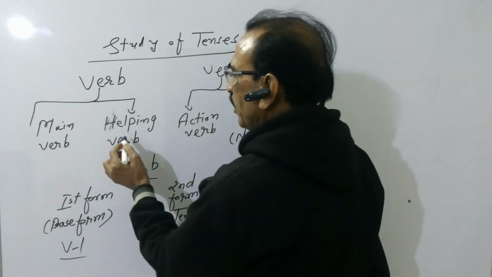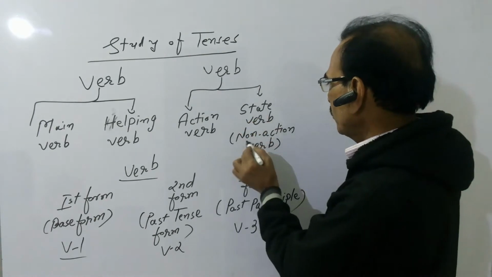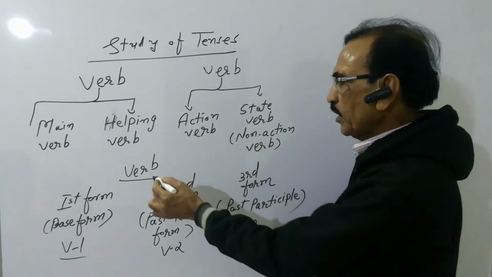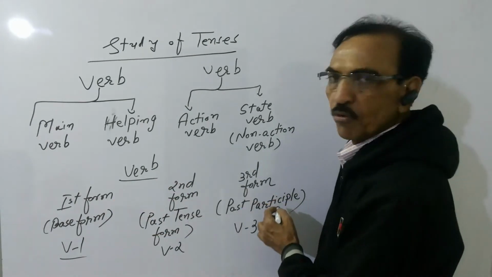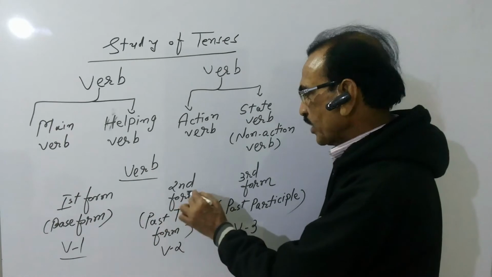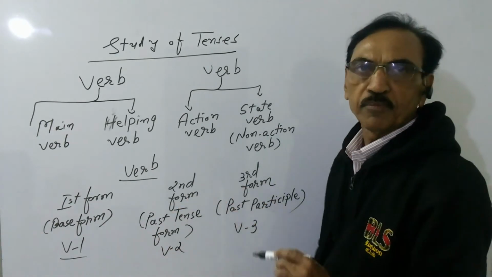Verb: main verb, helping verb. Another kind: action verb or state verb, we can also say non-action verb. Similarly, verb has three different kinds of forms. The first form is the base form of the verb. The second is the past tense form of the verb. And the third is the past participle.